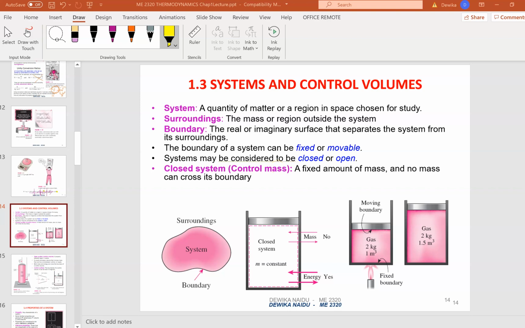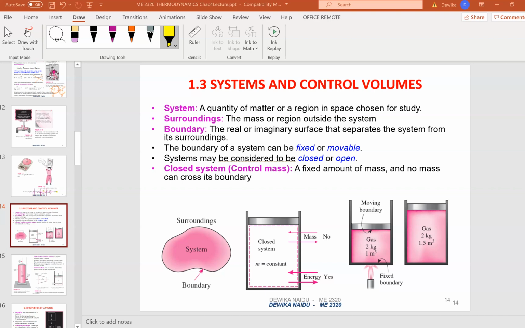Hi, welcome back. We're going to look at chapter 1.3 of Cengel and Boles' book, Thermodynamics. There are certain terms that you need to understand and memorize, because these terms will be used throughout these 14 weeks of thermodynamics lecture.